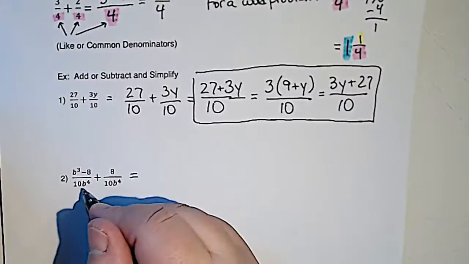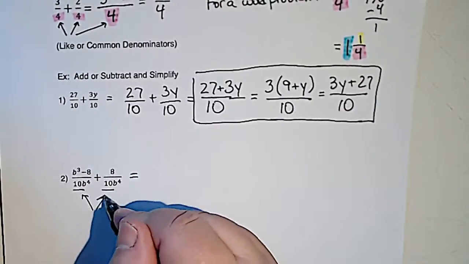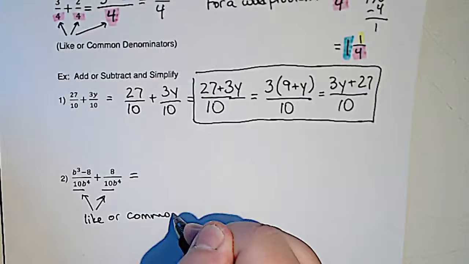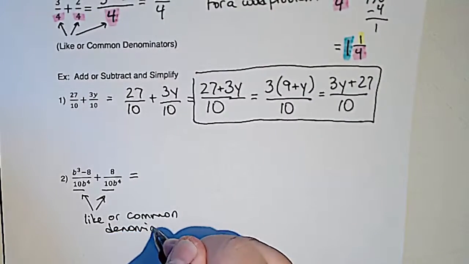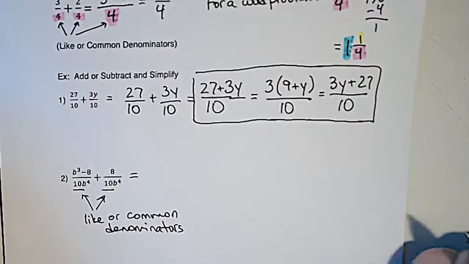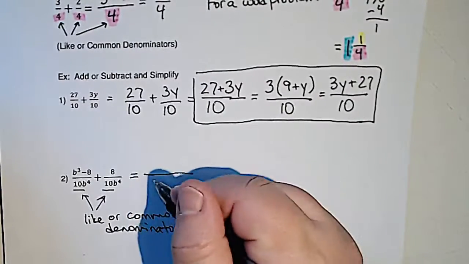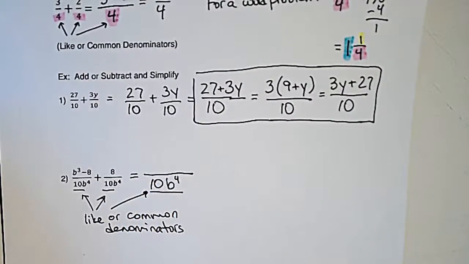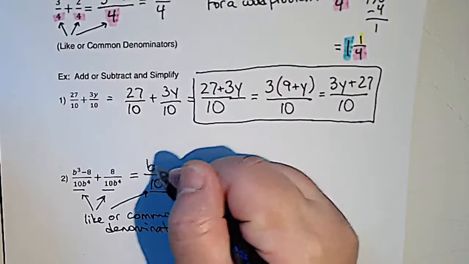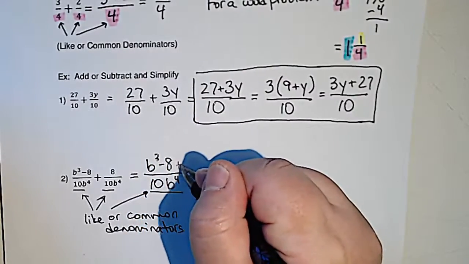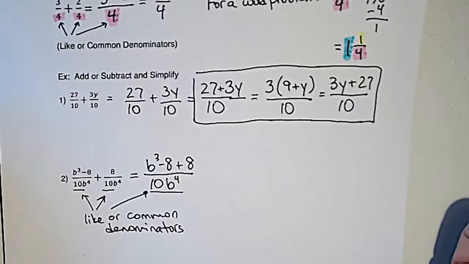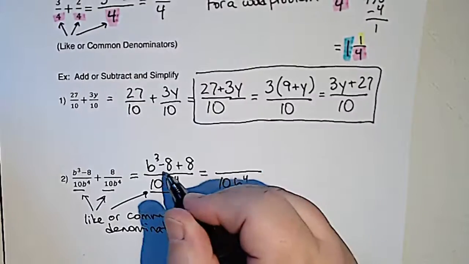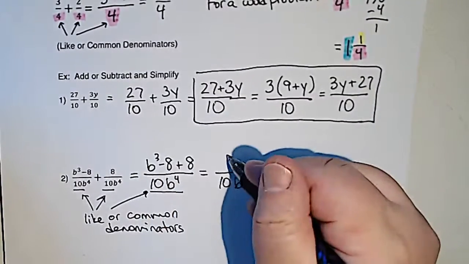Okay, we look at the denominators. Do the denominators match? Yes, these are like or common denominators. They're complicated, but they're the same. So 10b to the 4th becomes our new denominator, and we just do b cubed minus 8 plus 8. Well, now something interesting is happening, because in this one there's something to simplify up top: I've got a -8 and a +8. They cancel and I end up with the b cubed.